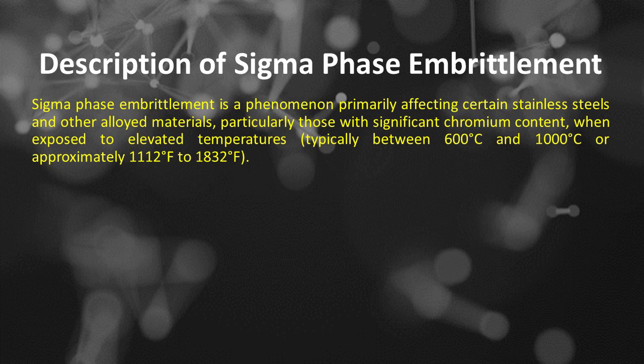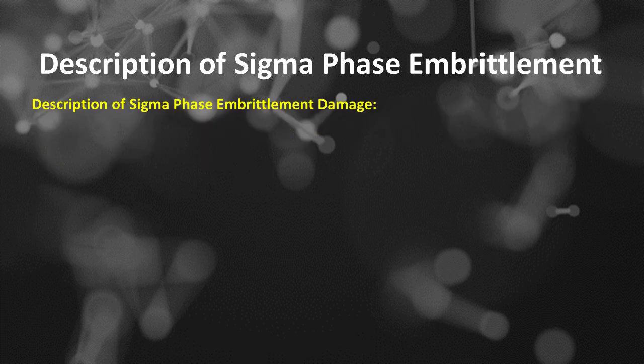Sigma phase embrittlement is a phenomenon primarily affecting certain stainless steels and other alloyed materials, particularly those with significant chromium content, when exposed to elevated temperatures, typically between 600 degrees Celsius and 1000 degrees Celsius, or approximately 1112 degrees Fahrenheit to 1832 degrees Fahrenheit. In general, description of sigma phase embrittlement damage mechanisms are as following but not limited to.